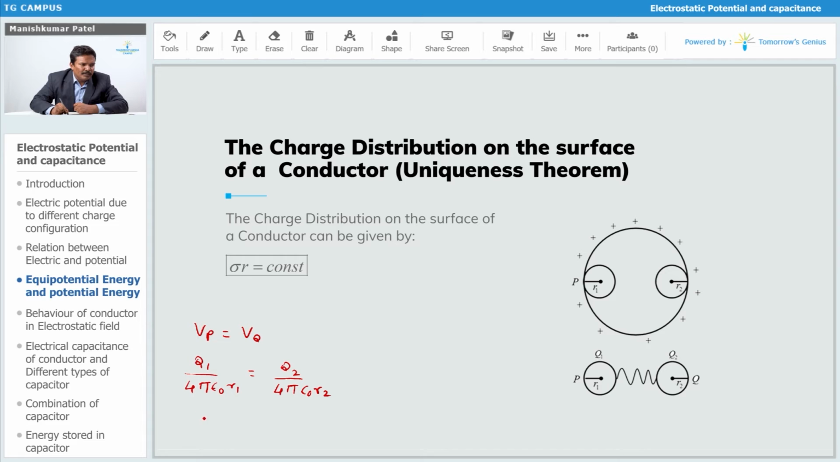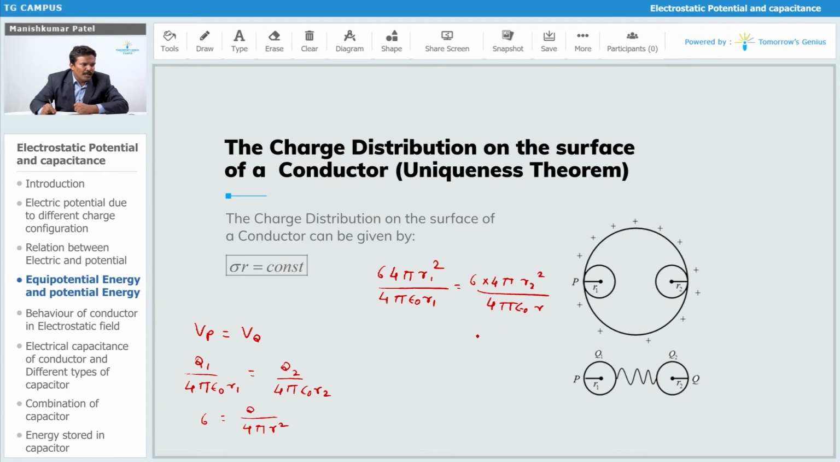Then you can write down the surface charge density. That is sigma, the total charge over the total area, which is 4 pi r squared. So instead of Q1 you can write sigma into 4 pi r1 squared, upon 4 pi epsilon naught r1. Similarly, sigma into 4 pi r2 squared upon 4 pi epsilon naught r2.